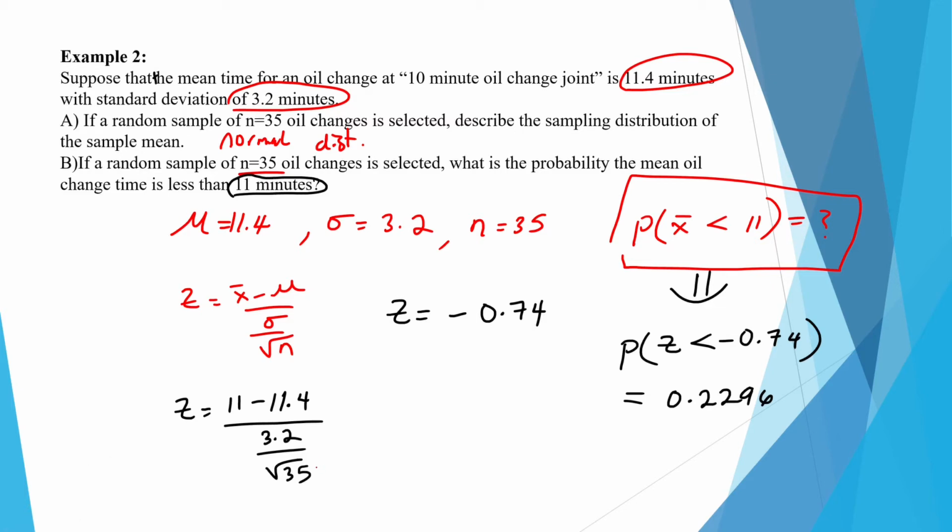Now, if some of you are having calculator issues, make sure you put parentheses on the top and the parentheses in the denominator so that you get the correct output. So make sure that you do get negative 0.74 with your calculators.